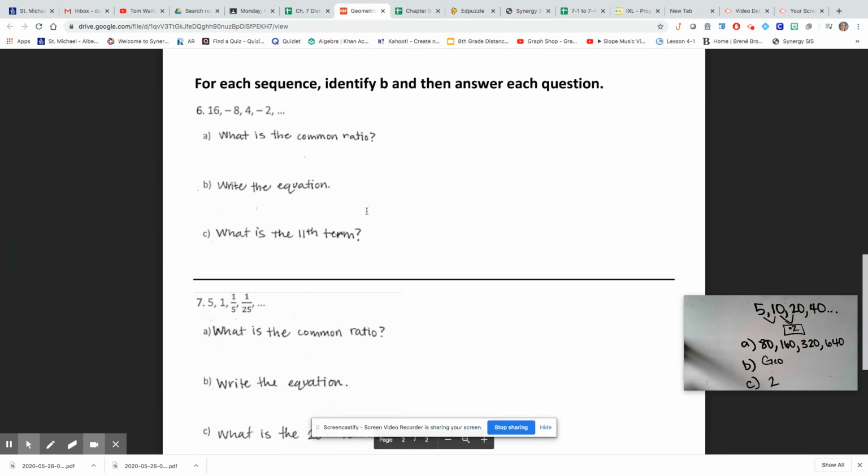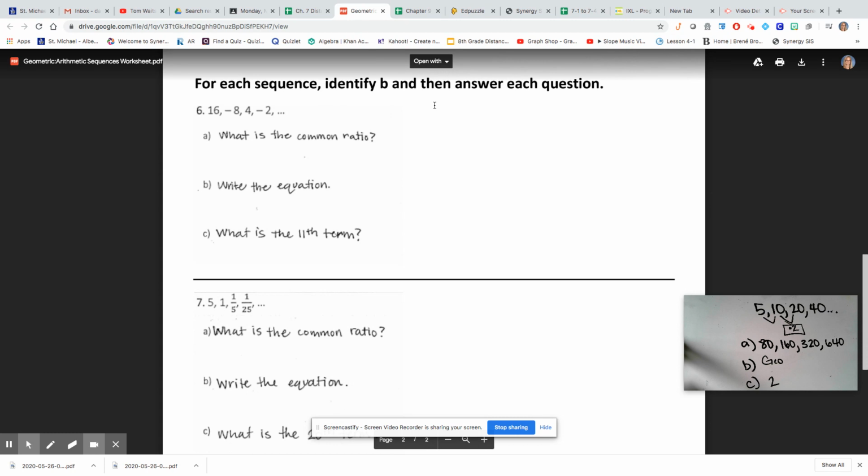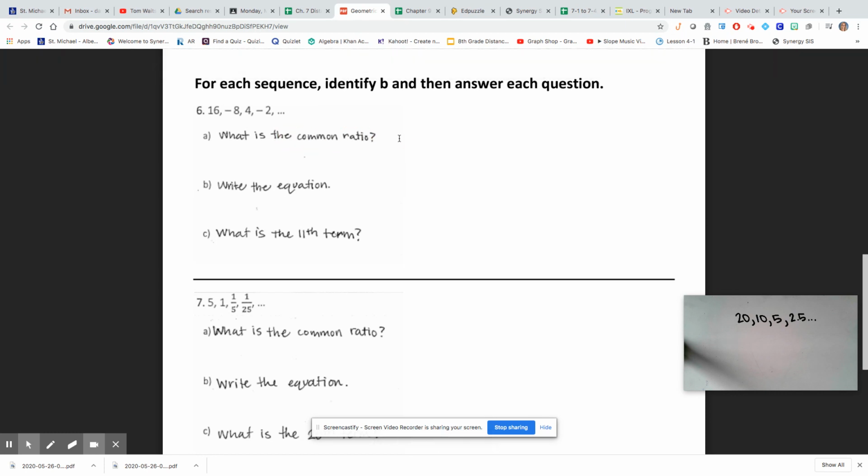Now when you get to this next section, for each sequence, identify b and then answer the question. So in these ones, you are going to see patterns. Let's see, I'll do 20, 10, 5, and 2.5. So I have to look for the pattern that exists here. It does say identify b, so it's letting you know right away that it's geometric. So it says, what is the common ratio? Also letting you know that it's geometric. So I look to see what it's multiplying by every time.